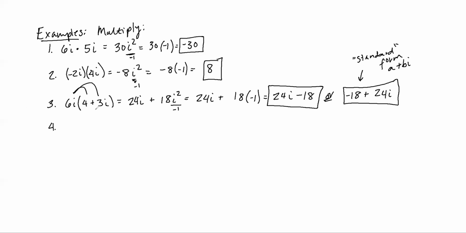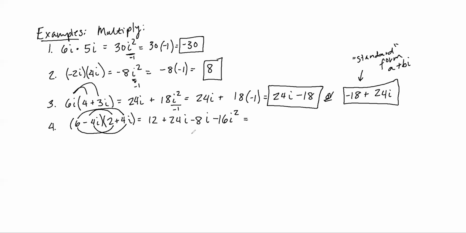All right, number 4, we're given 6 minus 4i times 2 plus 4i. Now, if we go ahead and FOIL, just like when we have variables, we're going to do 6 times 2, which is 12. 6 times 4i is 24i, so plus 24i. Inside, -4i times 2 is -8i. And last, -4 times 4 is -16. And then i times i is i squared.